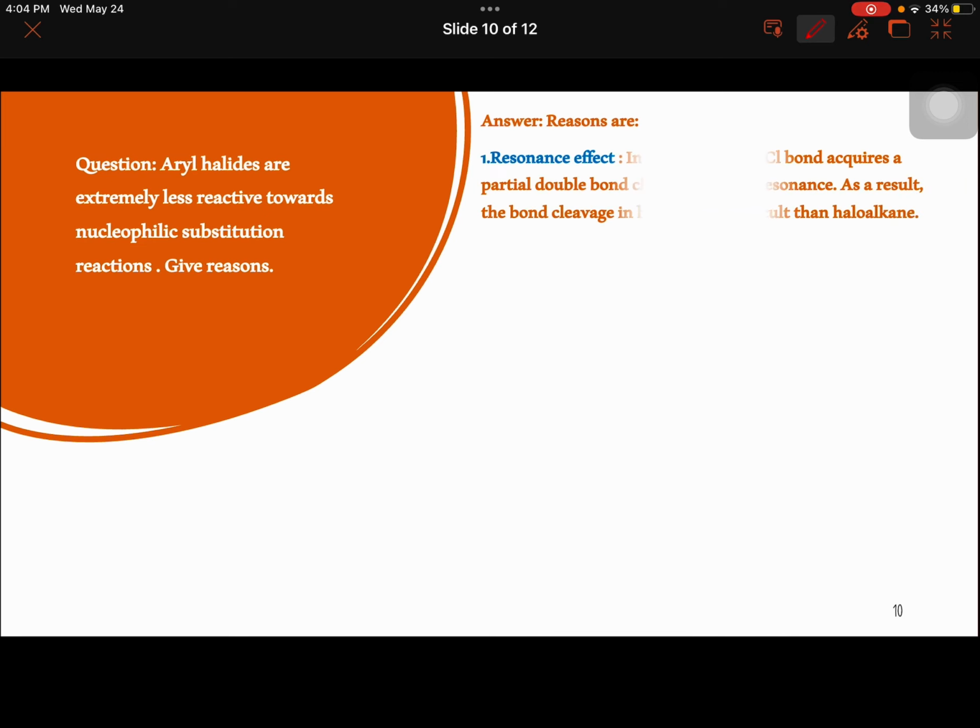First reason is resonance, as I just told you, that the CCl bond acquires a partial double bond character due to resonance. As a result, breaking of the CX bond is difficult.